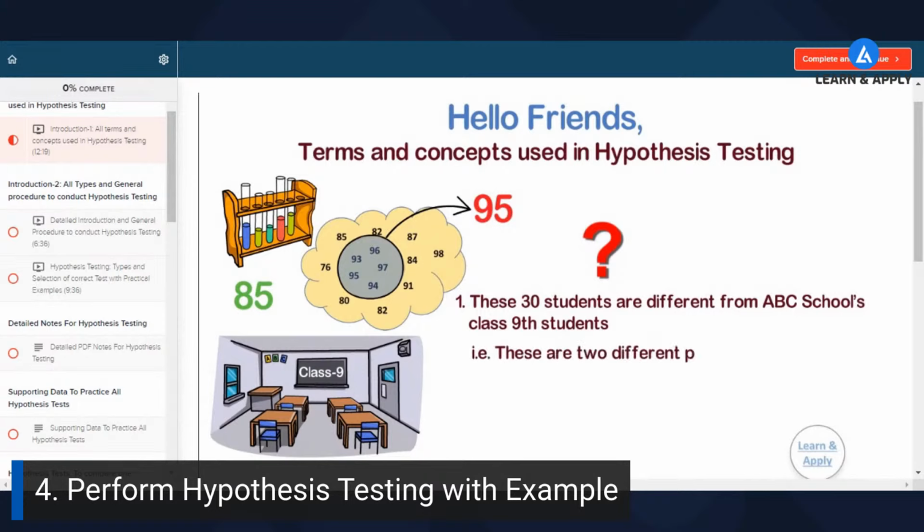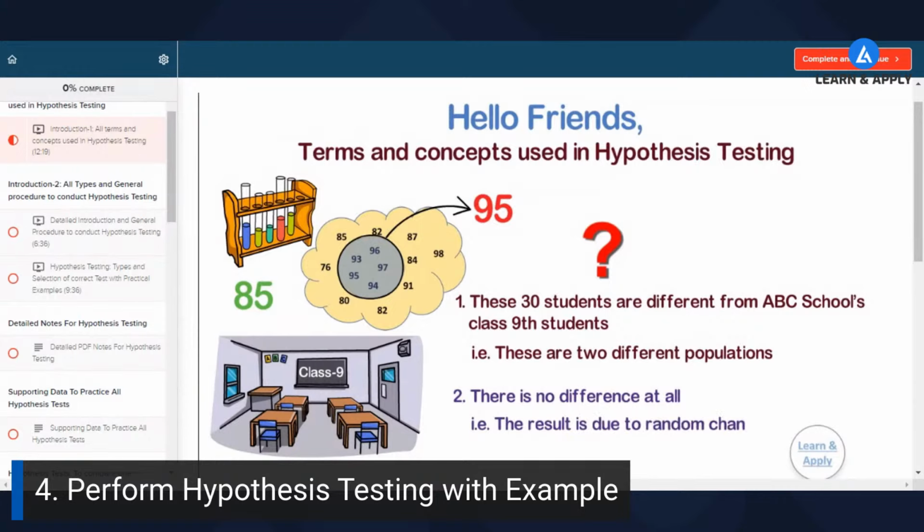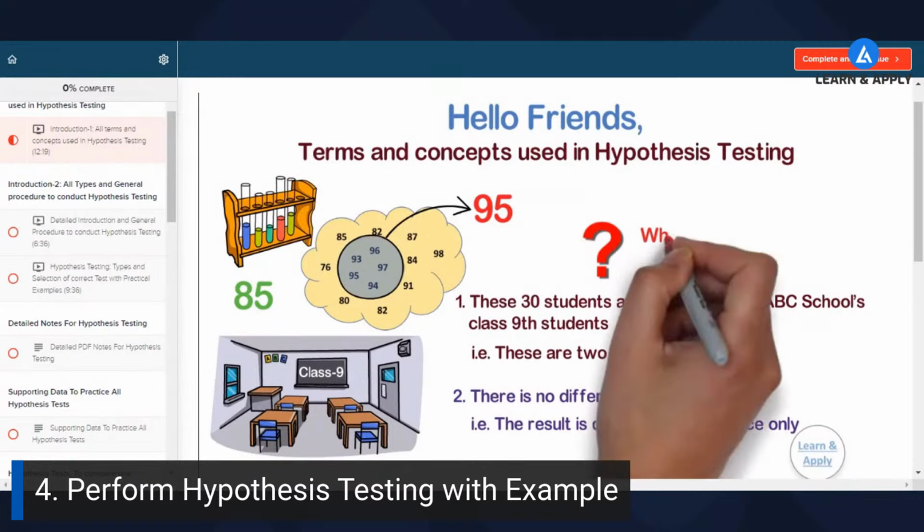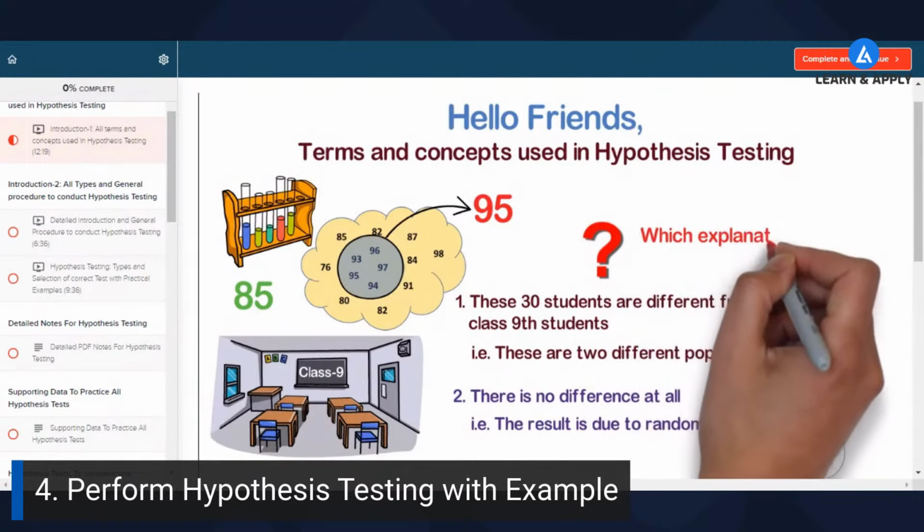Or in simple words, these are two different populations. And two, there is no difference at all. The result is due to random chance only. That is, we found the average value of 85. It could have been higher or lower than 85 since there are students having average score less or more than 85. Now, how should we decide which explanation is correct?